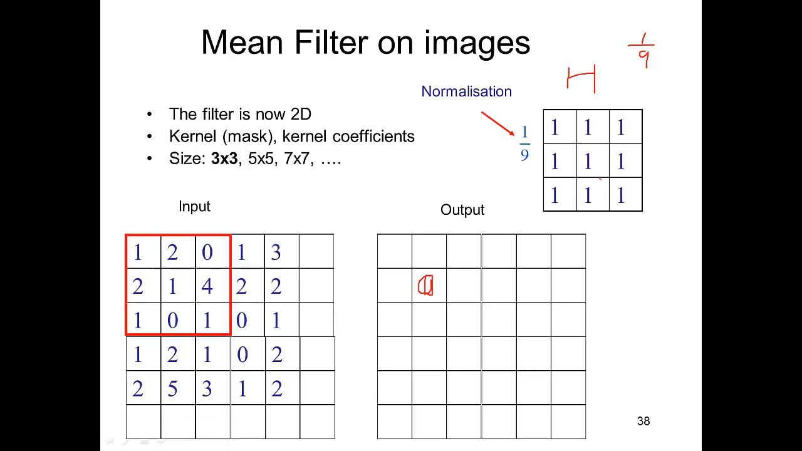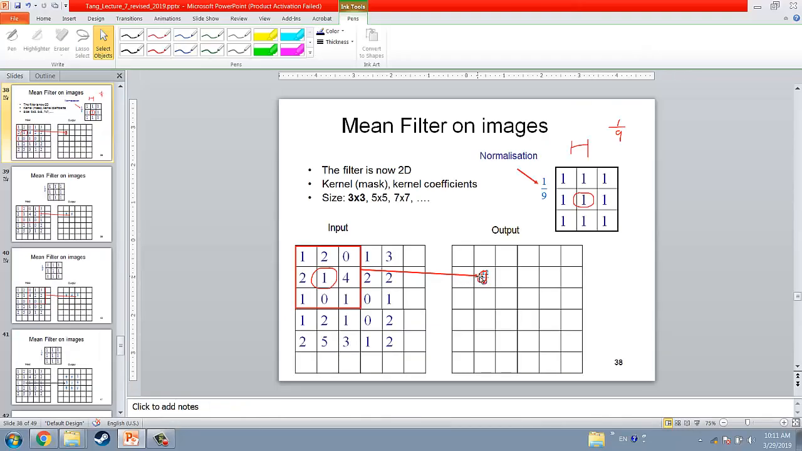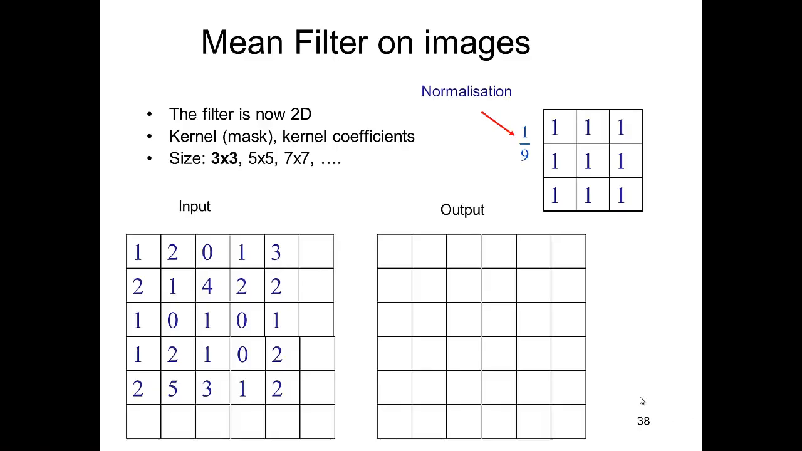Okay, because the center of this one needed to correspond to the center of this one. Then you get what? Sorry, let me remove this one. Okay, then we get this one. You just do the convolution with this one.